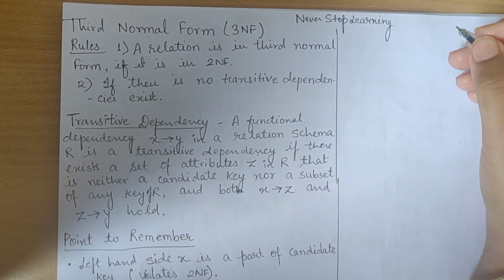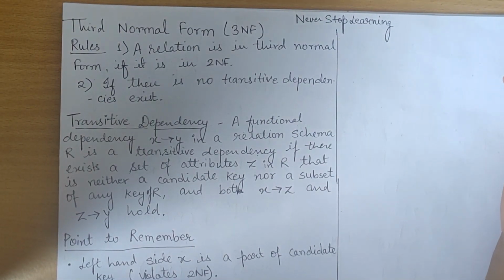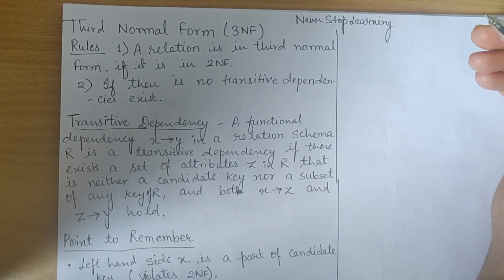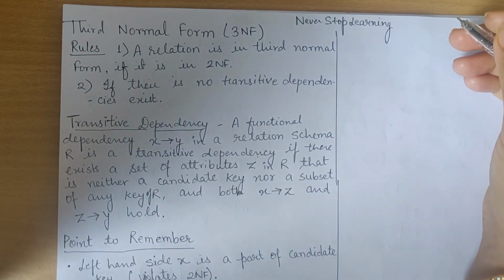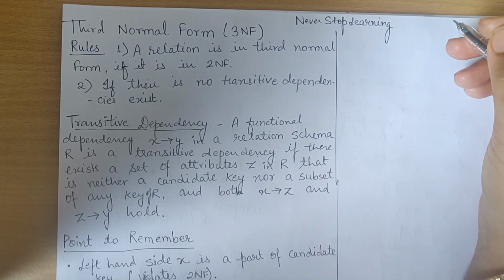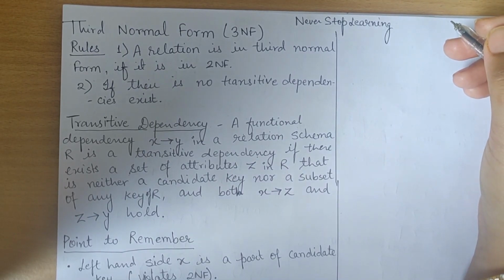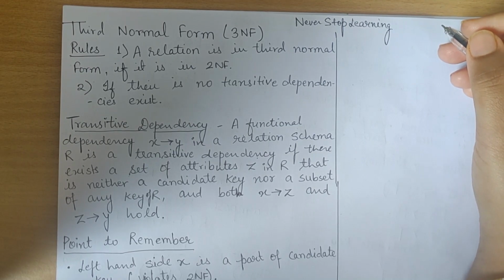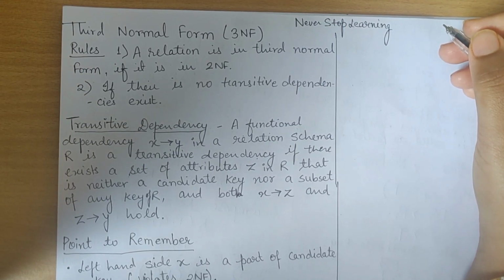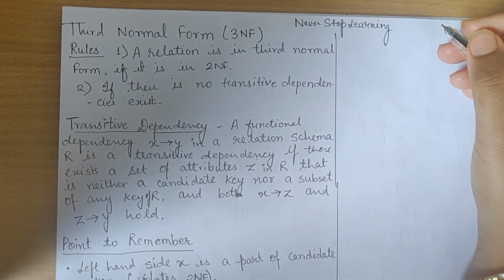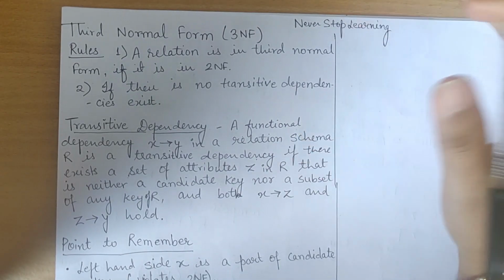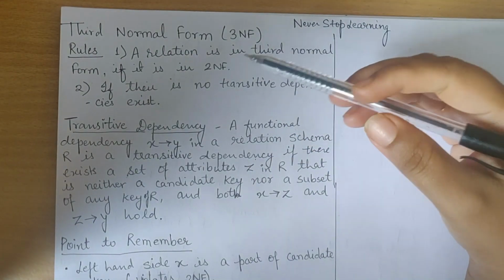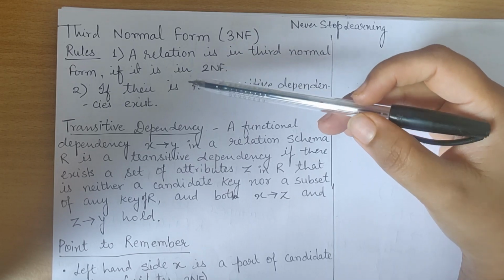As I told in the earlier videos also, normalization is all about rules. And we are doing normalization to remove the redundancy and anomalies. For first NF, there was the rule that it requires atomicity. For second NF, there was a rule that it requires no partial dependency. So here are the rules for third NF. Please see the definition first.